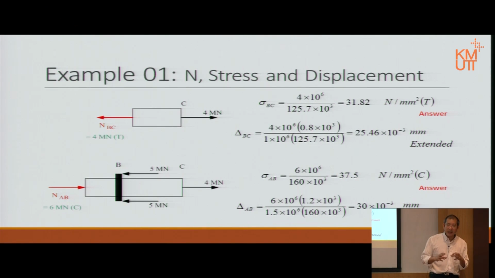Now these are not the answer yet. If we read the question carefully, it asks for the movement of B and C. It doesn't ask how much it shrinks or extends. It asks how much it moves. What is the movement?